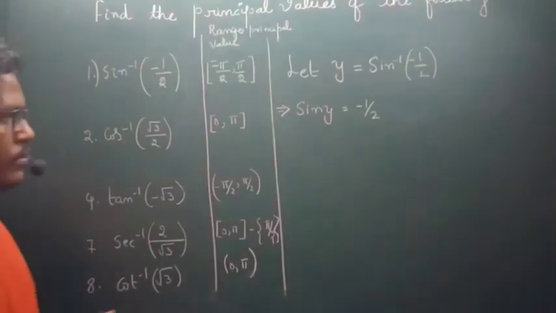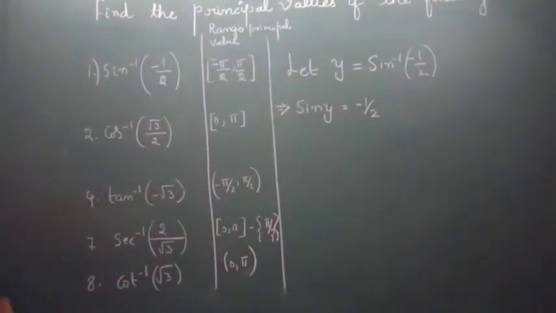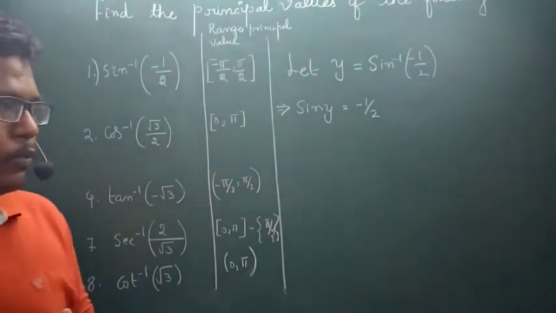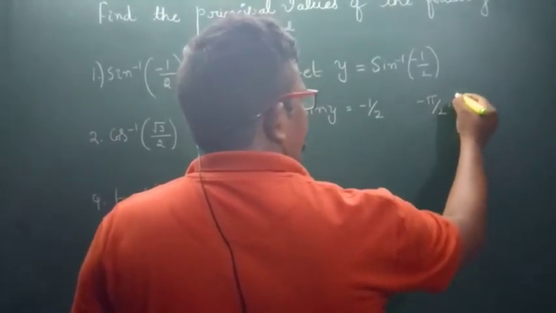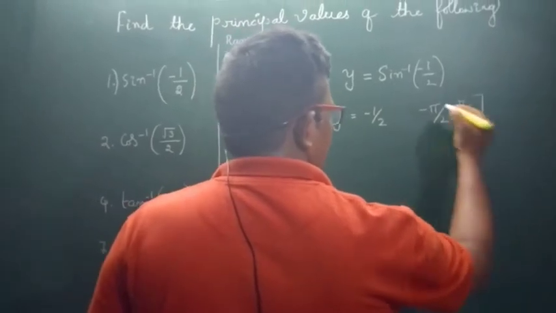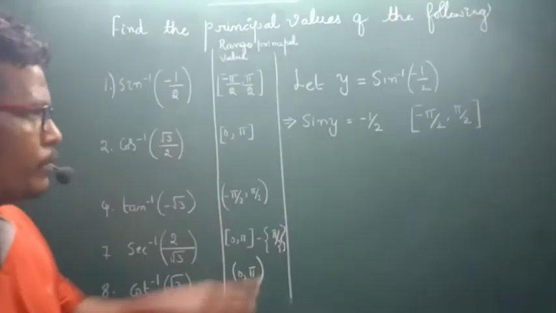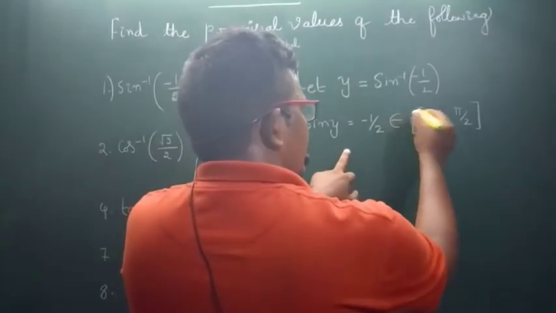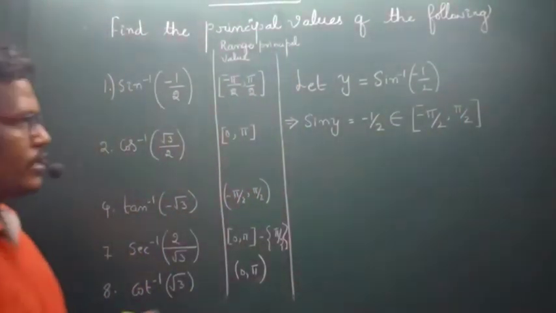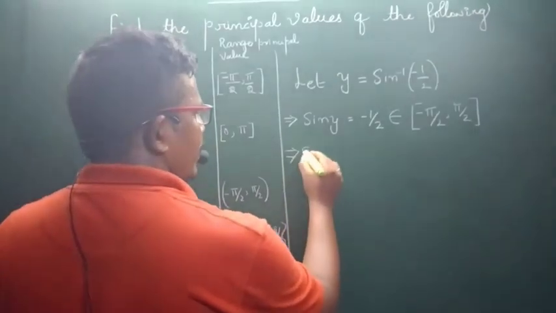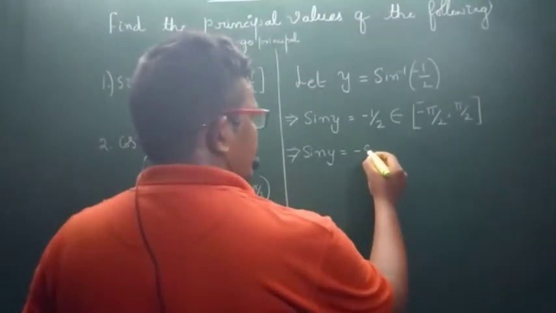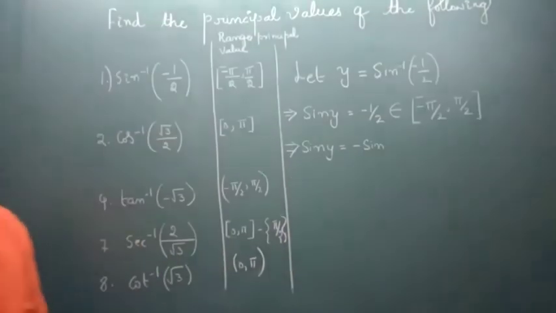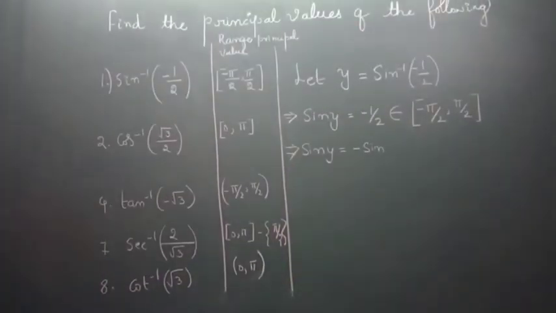Since the range or the principal value of sin inverse x lies between minus pi by 2 and pi by 2, this particular value should belong to this region. So this can be written as sin y equal to minus sin, what is the value of 1 by 2 here? Sin 30. So sin pi by 6.